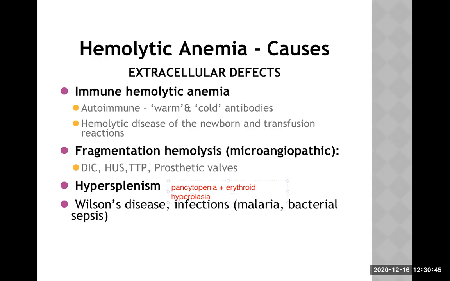These two things together will give us a very easy diagnosis of hypersplenism. Some other causes of hemolytic anemia from the extracellular defect are Wilson disease. Okay. Wilson disease. What is Wilson disease?